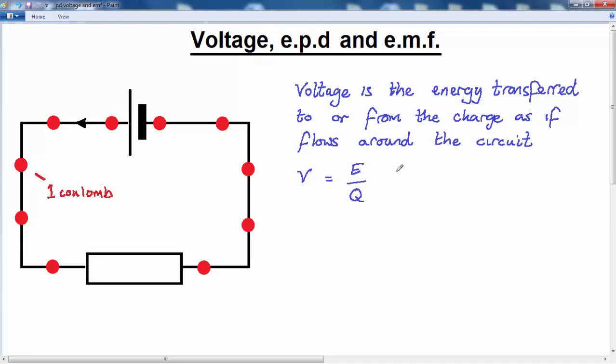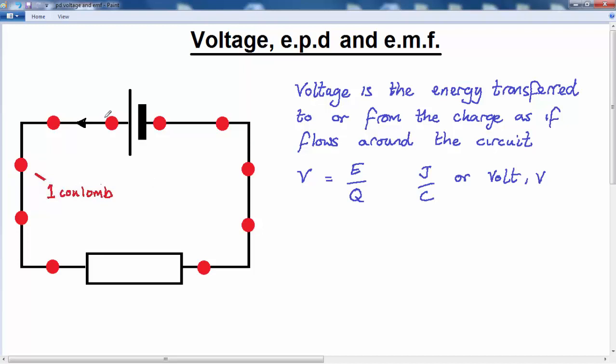So the unit for the voltage is, well, the unit for energy is the joule, the unit for charge is the coulomb, which is a compound unit which is commonly replaced by the volt. So we can say that the voltage is the energy transferred per unit of charge, and that this is measured in volts, which is the number of joules transferred either to or from each coulomb as it passes around the circuit. So let's just have a look at this circuit a little bit more closely.